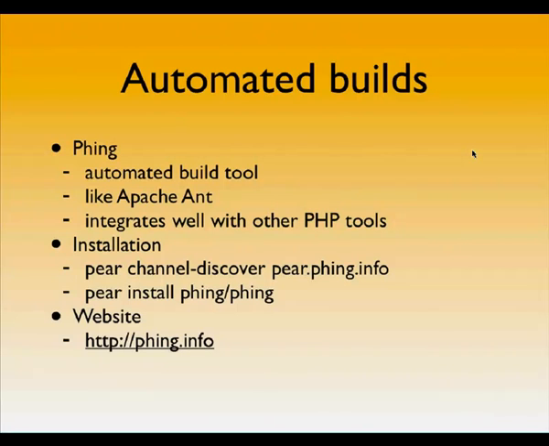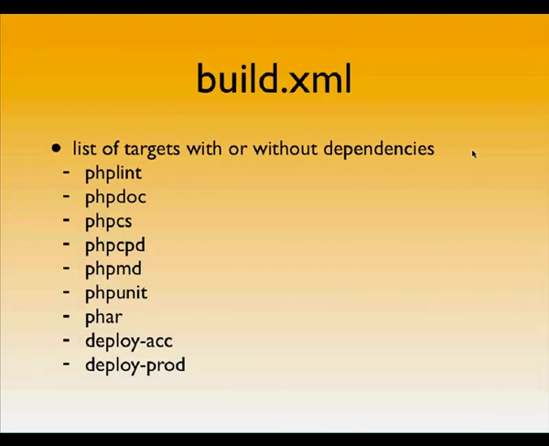First of all, you need to have a build.xml. You can list targets with or without dependencies. A dependency means that the task cannot be executed before the first task has been executed. For instance, if you deploy to acceptance, you want to have all the previous targets or tasks executed, and then you get a PHAR that you can deploy immediately to acceptance or even to production.